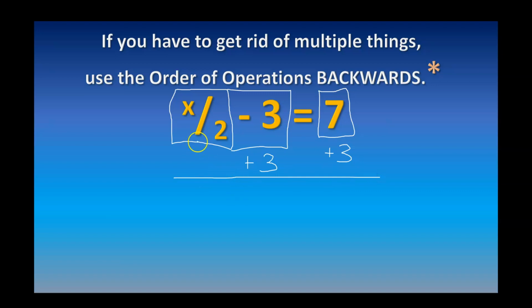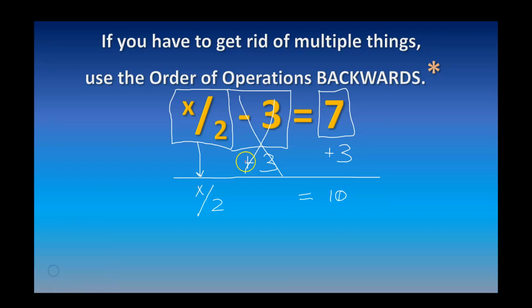Put the line in. Nothing has changed in this box, so it comes down unchanged. Minus 3 and plus 3 blow each other up. Bring down our equal sign. 7 plus 3 is 10.